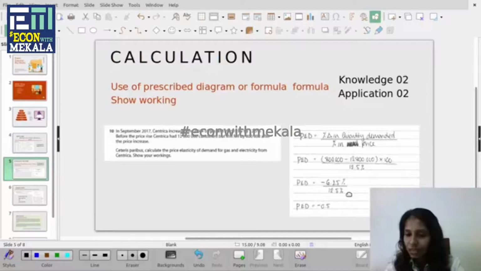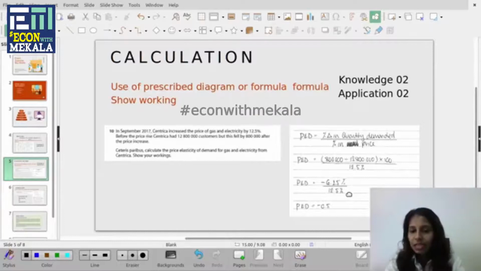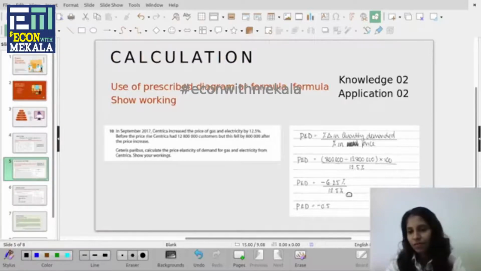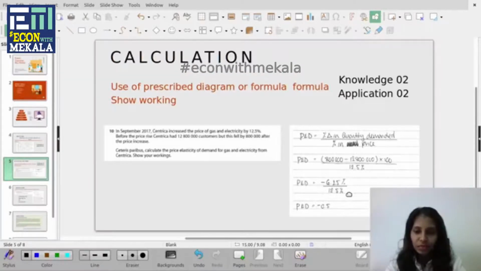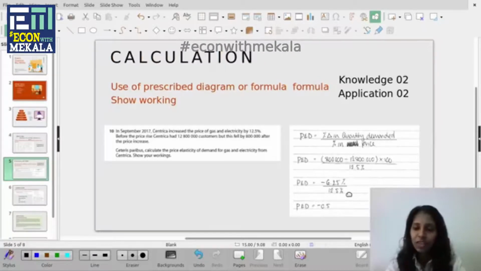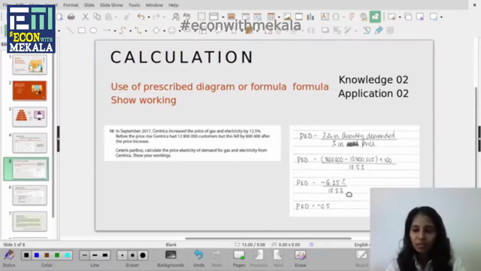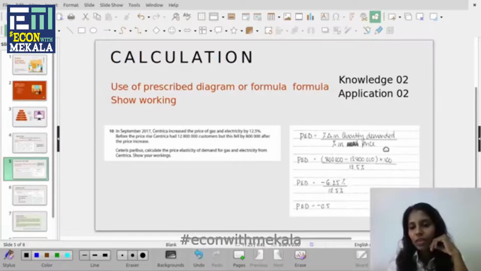So this student has written PED equals percentage change in quantity demanded divided by percentage change in price. If you write this in sentence form, it's correct, but also you have learned for PED a mathematical formula where delta Q divided by delta P multiplied by P1 divided by Q1. So that is an alternative formula we get from this. So using this original formula, you can do the calculation.